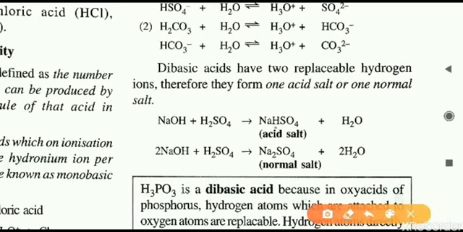Acid salt is what? It is a salt which contains hydrogen, which can still release hydrogen ion. That is why it is called acid salt. An acid is a substance or compound which produces hydrogen ions. So here hydrogen is still there, and that is why this salt is called acid salt.